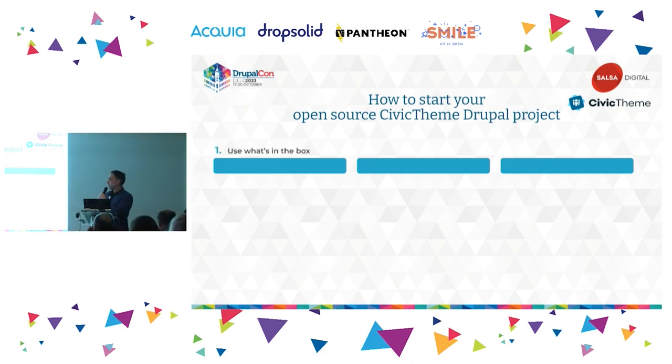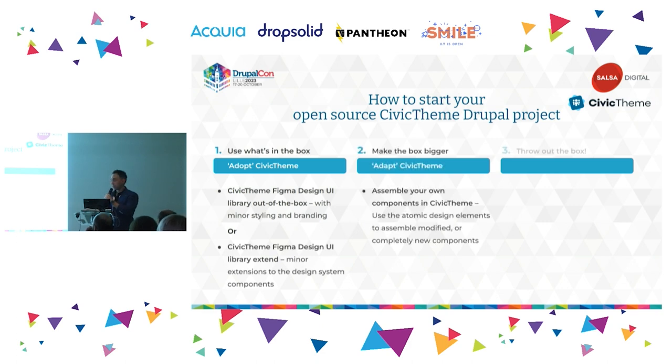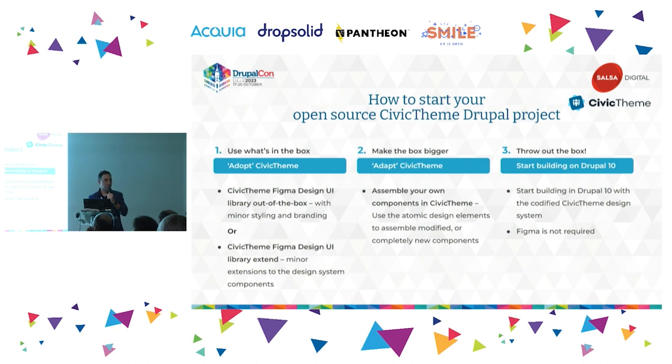As I mentioned, you can use Civic theme out of the box. You can adopt what's there. That's the fastest path to build and set up your site. You can also make some minor changes. You can also extend the components of the design system as you wish. You can also adapt and change the components and use the atomic design system to rearrange those atoms to create new components. That's still working within the design system and making changes.